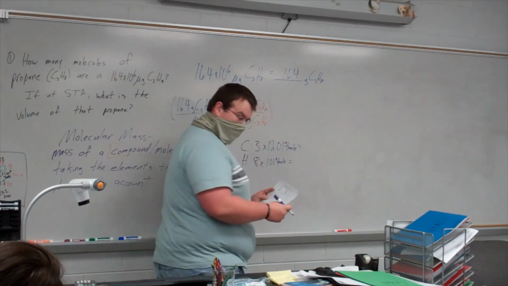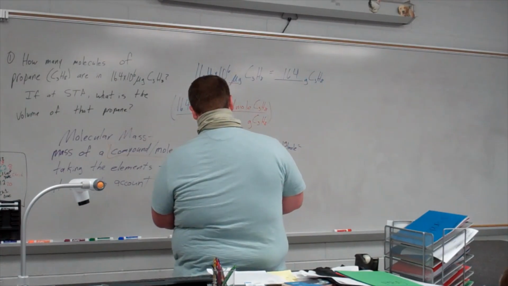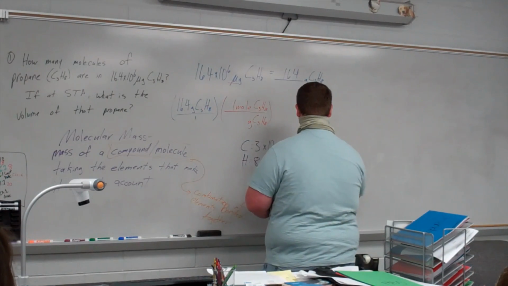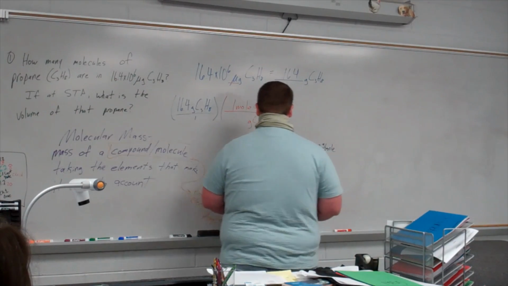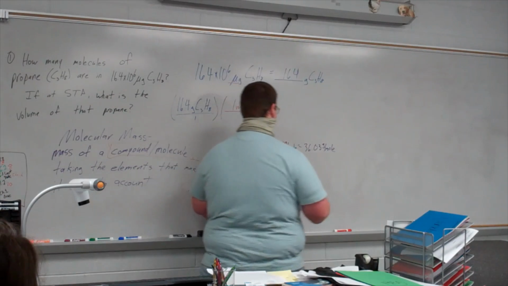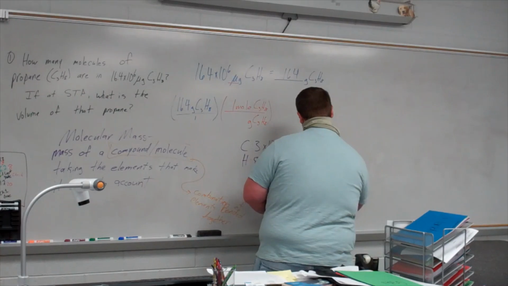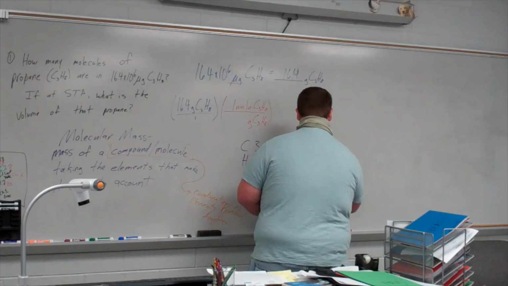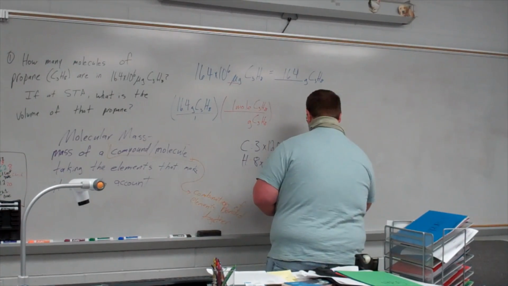You're going to do that multiplication. If you can do that in your head without a calculator, you're a better man than me, or a better woman. 3 times 12.01, I get 36.03 grams per mole for the carbon. And then I get 8.08 grams per mole for the hydrogen. So I add those together, and I get 44.11 grams per mole.